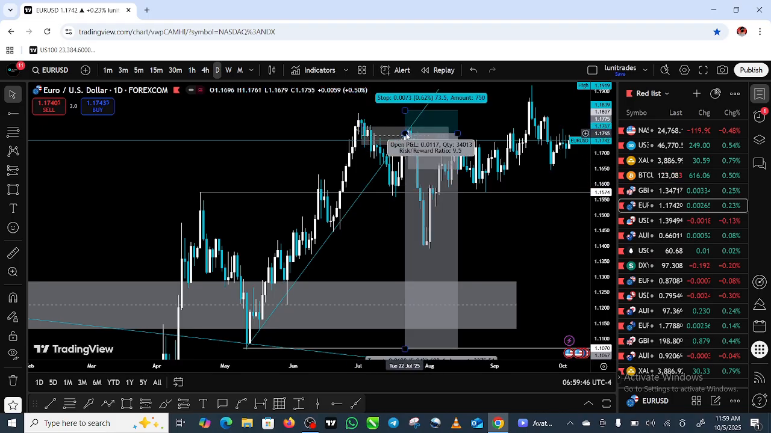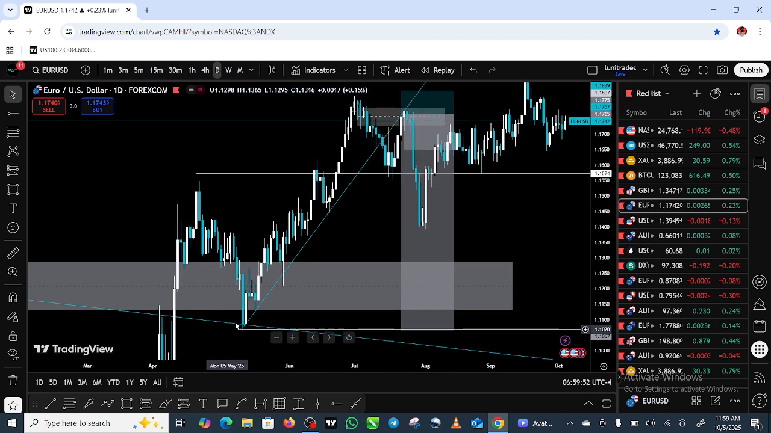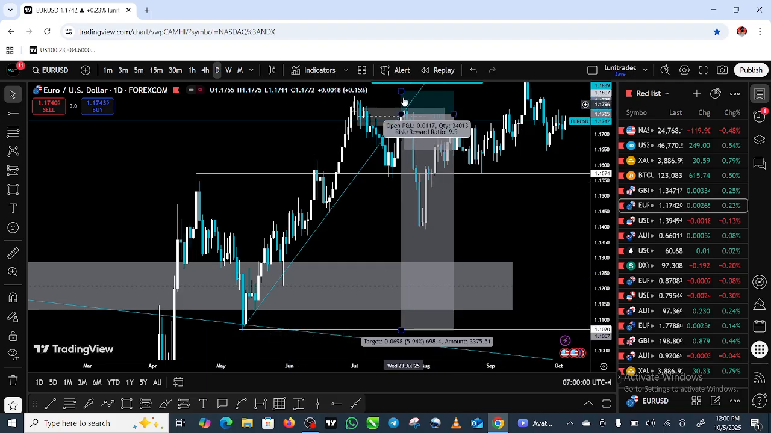Went to the OTE, put me in, my stop loss at this high of the range, then I'm targeting the low of the trend line. What happened? It started crashing as soon as it touched that OTE. As you can see, massive drop.